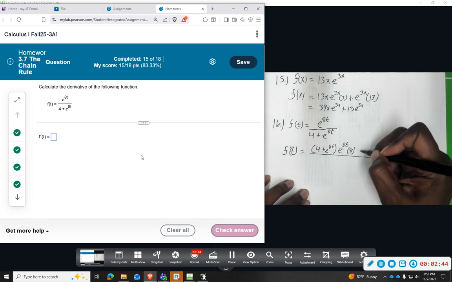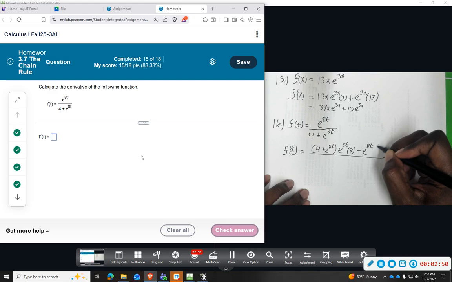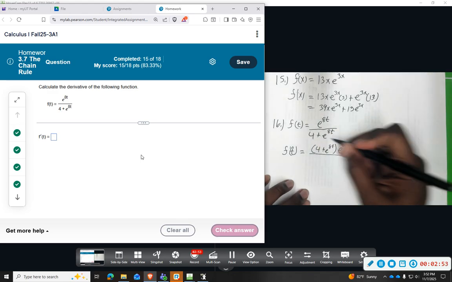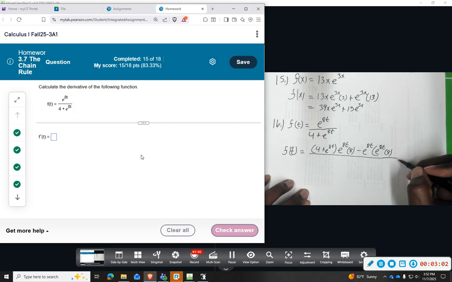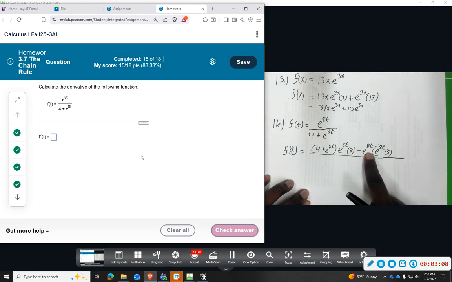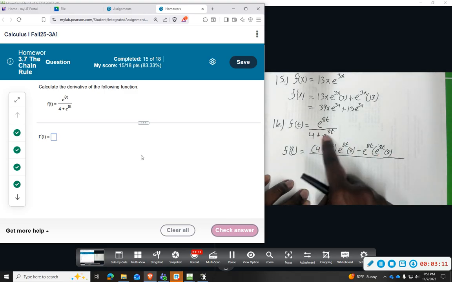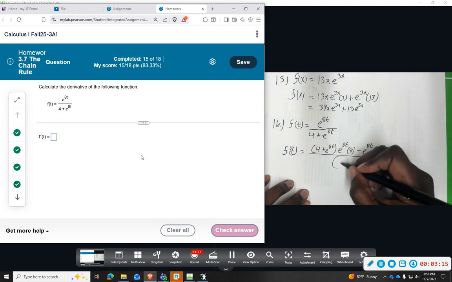bottom times the derivative of the top, minus the top, times the derivative of the bottom, derivative of 4 plus e to the 8t is e to the 8t times 8. So we got bottom, derivative of the top, chain rule, minus the top, times the derivative of the bottom, also the chain rule, all over the bottom squared.